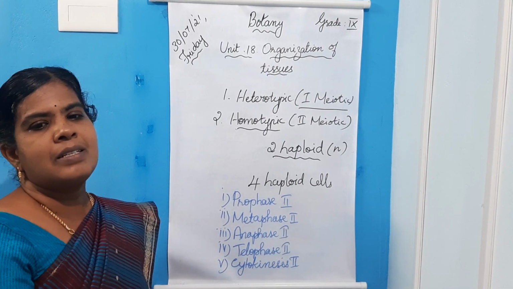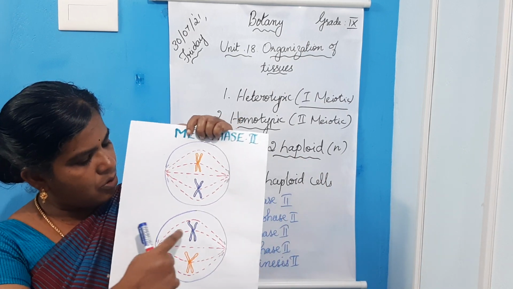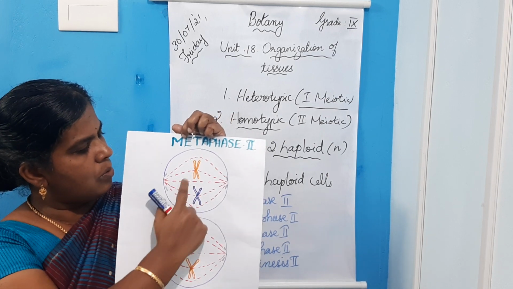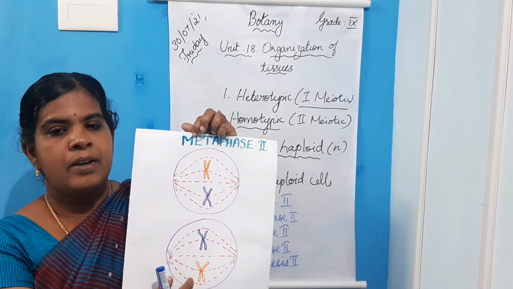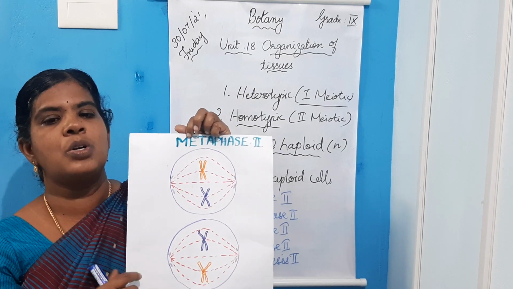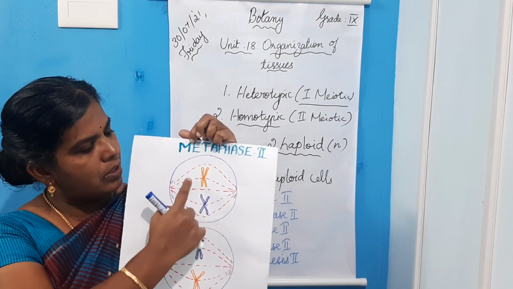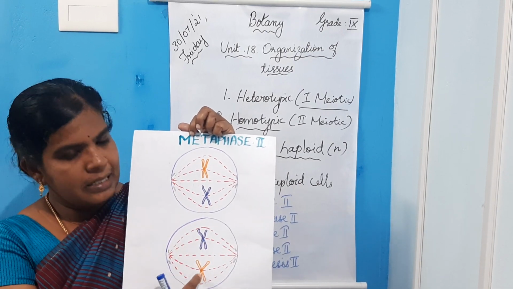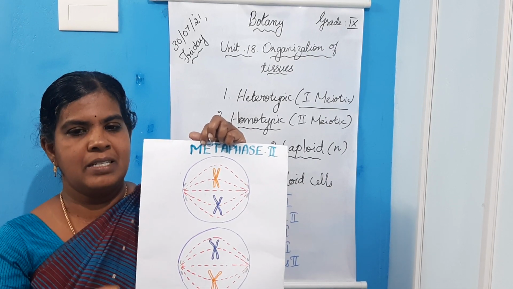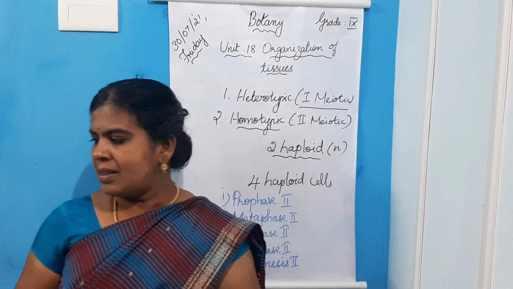Metaphase 2. During this metaphase 2, the chromosomes are arranged on the equator or in the center. The two chromatids start to separate. So in metaphase 2, the chromosomes are arranged at the center or on the equator. Now the two chromatids are separated.